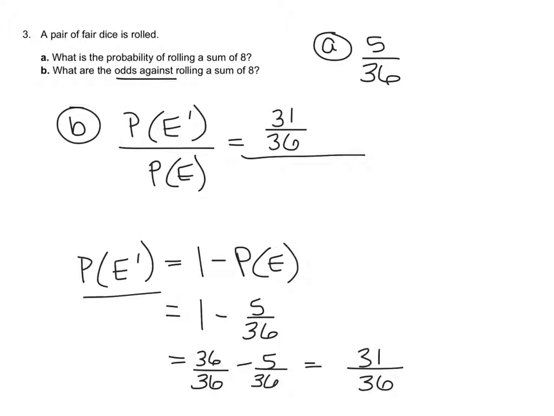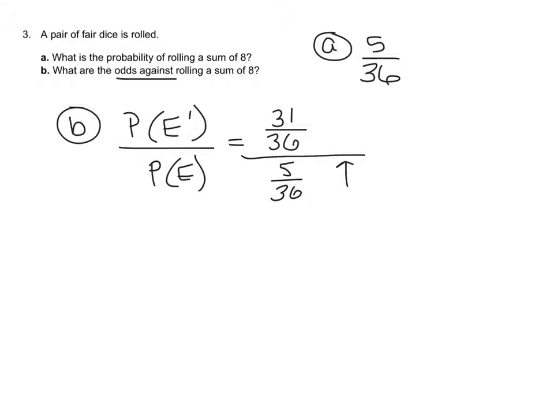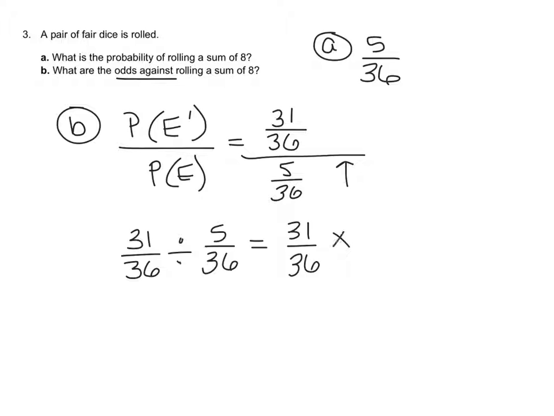Then I have a fraction bar. And then I'm going to write the probability of the event, which we found in part A, and that was 5 over 36. Now this fraction bar represents division. So to make things a little easier, I'm just going to write this division problem using a division sign instead of a fraction bar. So I have 31 over 36 divided by 5 over 36. To divide fractions, you keep the first fraction, you change the division sign to a multiplication sign, and then you flip the second fraction.